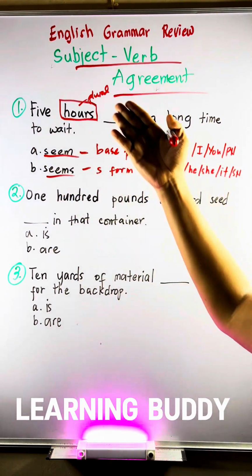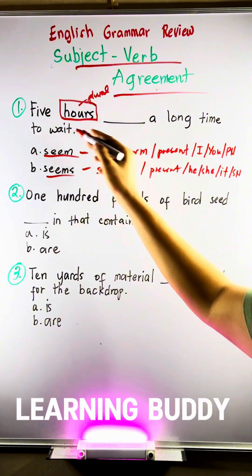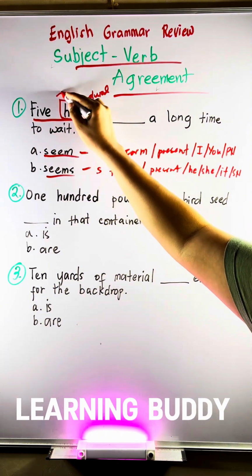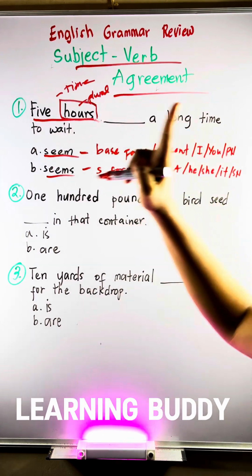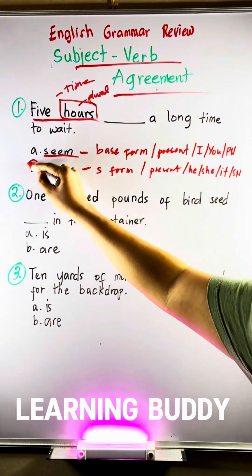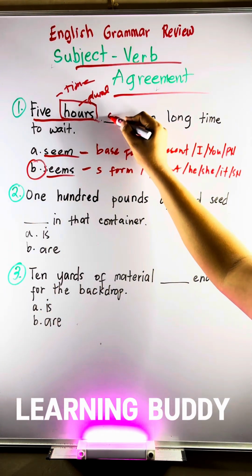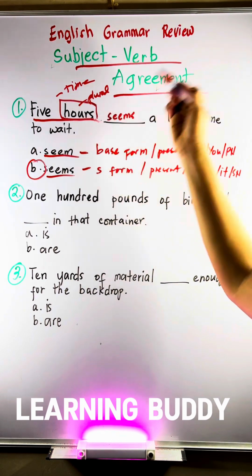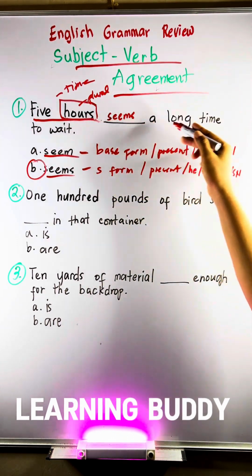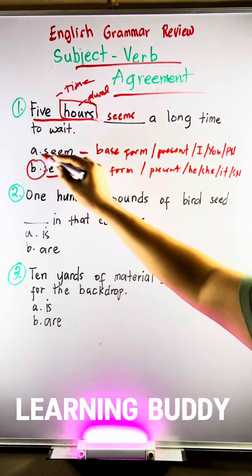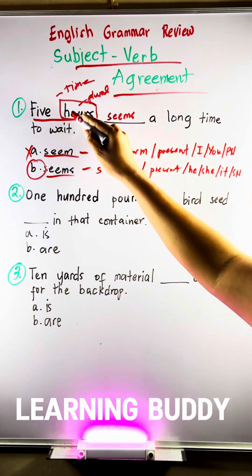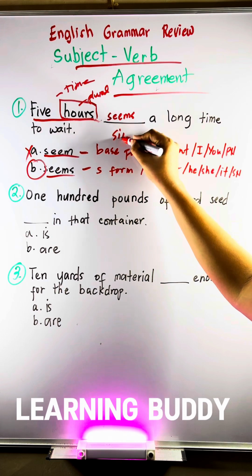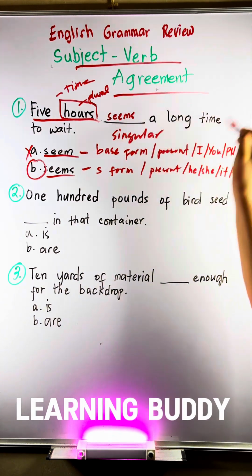However, since we're talking about words of amount and time as subjects, and this topic is specific about the subject and verb agreement rule, words that refer to amounts are usually singular. So we will use seems instead of seem. 5 hours seems a long time to wait. Choice A is incorrect because according to the rule, again, words that refer to amounts are usually singular.